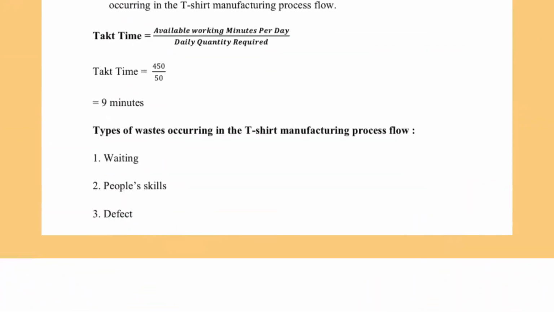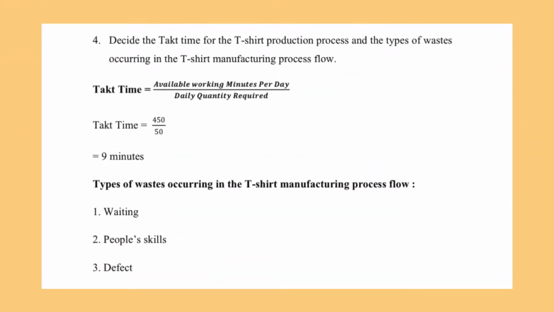Next question is question number 4. Question number 4 is decide the takt time for the t-shirt production process and the types of waste occurring in the t-shirt manufacturing process flow. So to get the takt time, we need to divide the available working minutes per day by the daily quantity required. As we know, for this production, 450 minutes is working minutes per day divided by 50, which is the daily quantity required. So we got 9 minutes per unit.